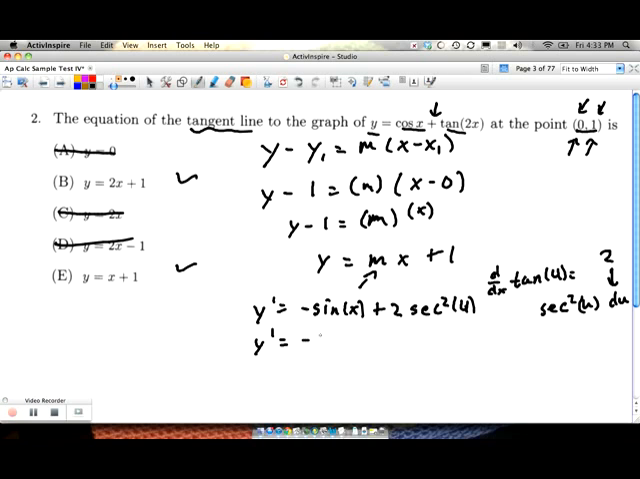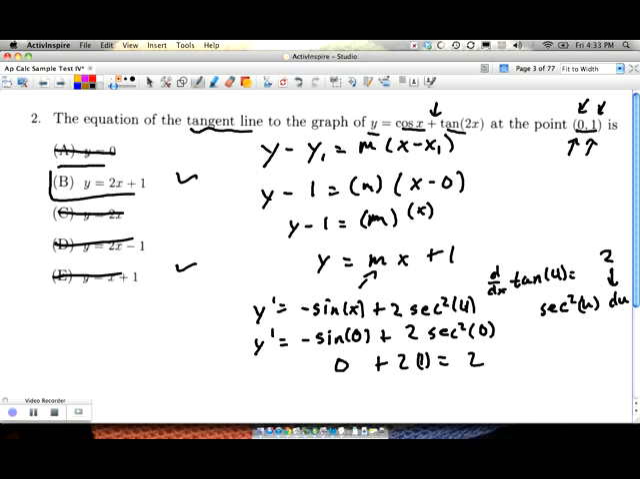So y prime then equals negative sine of, we got to plug something in, plus 2 times secant squared of whatever that thing is. And that x value that we plug in is 0. Negative sine of 0 is 0, plus 2 times secant squared of 0. Secant of 0 is 1, which equals 2. So E is out, and 2 is our slope. So B is our answer.